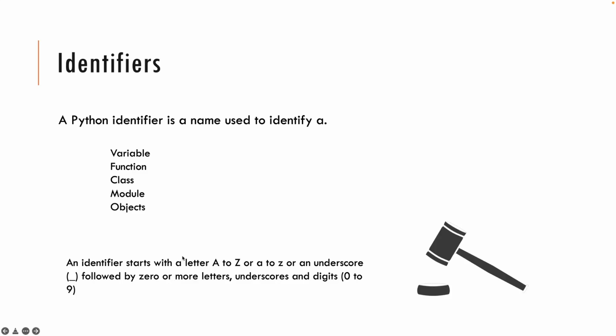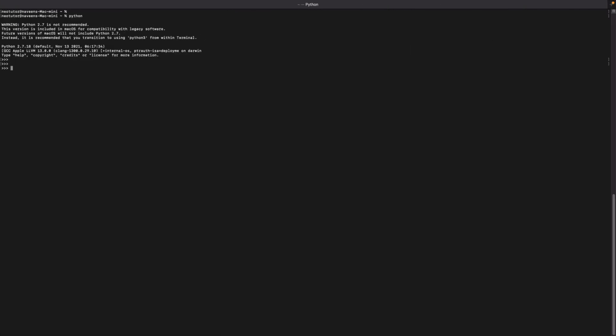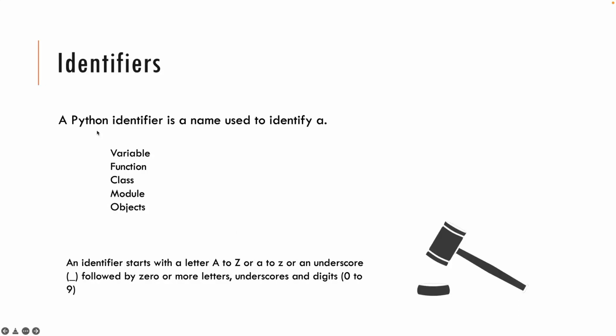So here, what is an identifier? Let's say I want to name some variable: price equal to $32,540. So price is a variable. Likewise, different things are there in Python, such as variables, functions, classes, modules, objects. Any name that we use to identify any of these things is said to be an identifier.